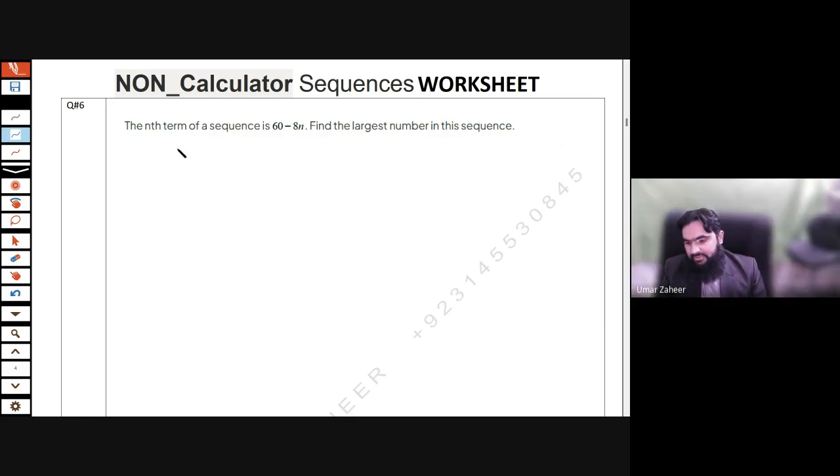Obviously, there is no need to substitute everything, but if you want to do the working, substitute n equal to 1: 60 minus 8 times 1, you will get 52. Substitute n equal to 2: 60 minus 8 times 2, that is 60 minus 16, that will be 44. If you move to n equal to 3, 4, 5, increasing the positive integers, the values are going to keep decreasing. So the largest value in this sequence will be 52.